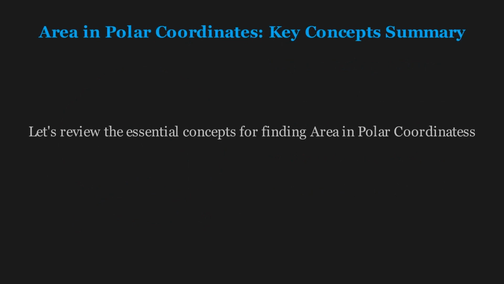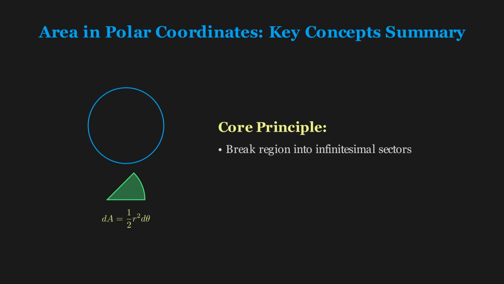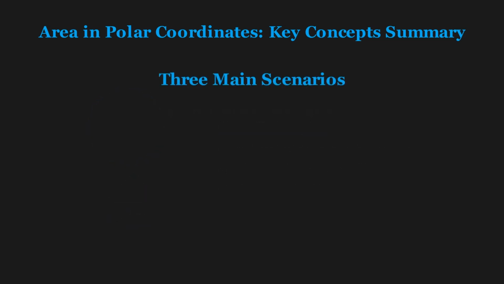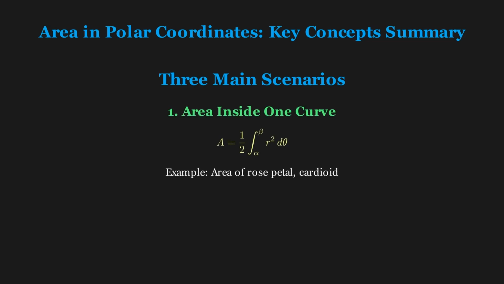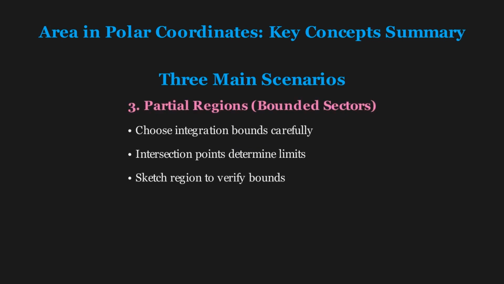Now let's review the key concepts for finding area in polar coordinates. The core principle is to break regions into infinitesimal sectors. There are three main scenarios. First, area inside one curve. Second, area between two curves. And third, partial regions with specific bounds determined by intersection points.